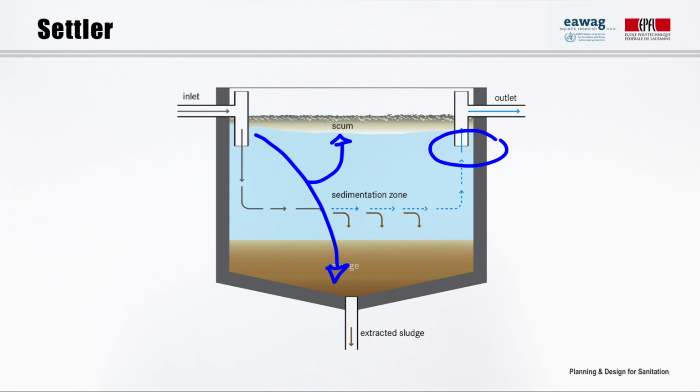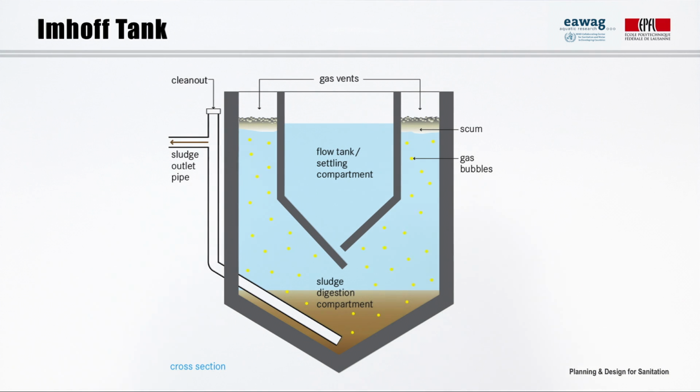Settlers can achieve an initial reduction of up to 50 to 70% of suspended solids and up to 20 to 40% of organic material. Settlers can be independent units or merged into other technologies, like in the septic tank that you saw before and others that we will see later. The performance of settlers can be enhanced by including inclined plates, called lamella, or tubes, or with the use of chemical coagulants. Let's now have a look at the Imhoff Tank.